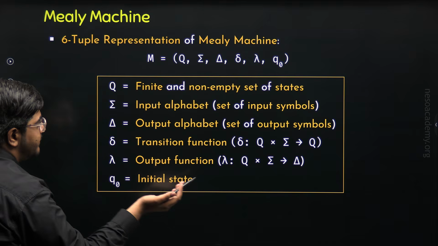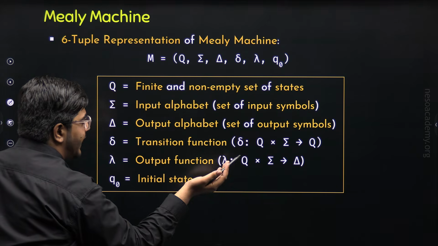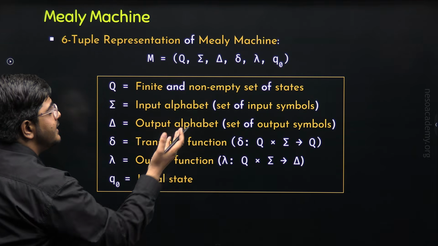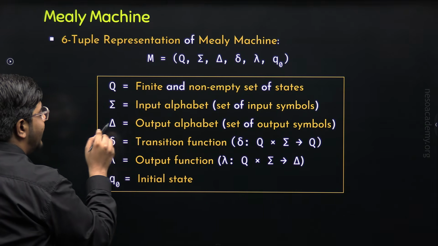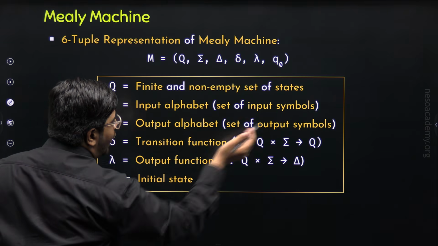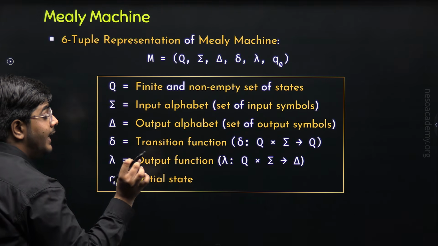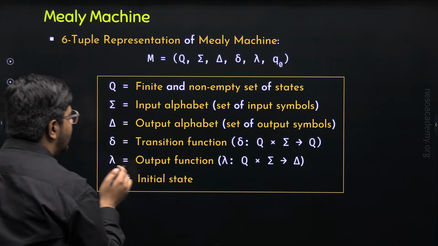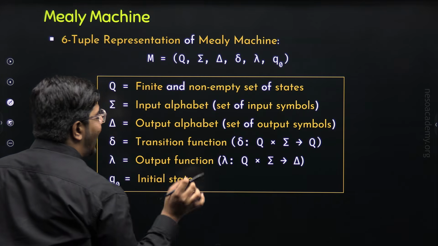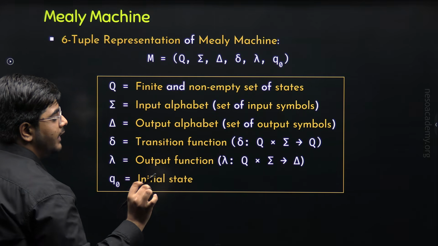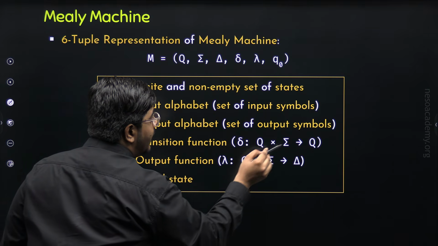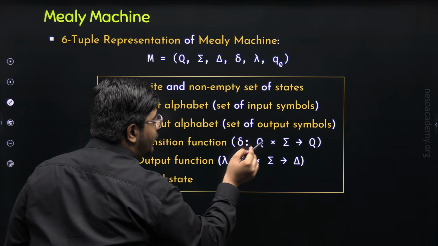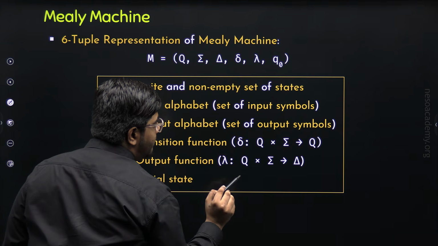In the previous lecture, I have explained you that Q is simply the set of states that we have in our transition diagram. Sigma is the input alphabet, which is the set of input symbols. Capital Delta is the output alphabet, which is the set of output symbols. In that particular diagram, A and B were the input symbols and 0 and 1 were the output symbols. Delta is the transition function, and this is same as the transition function of a DFA. That is, for present state and the current input symbol, we determine the next state. So the next state is dependent on the present state and the current input symbol.